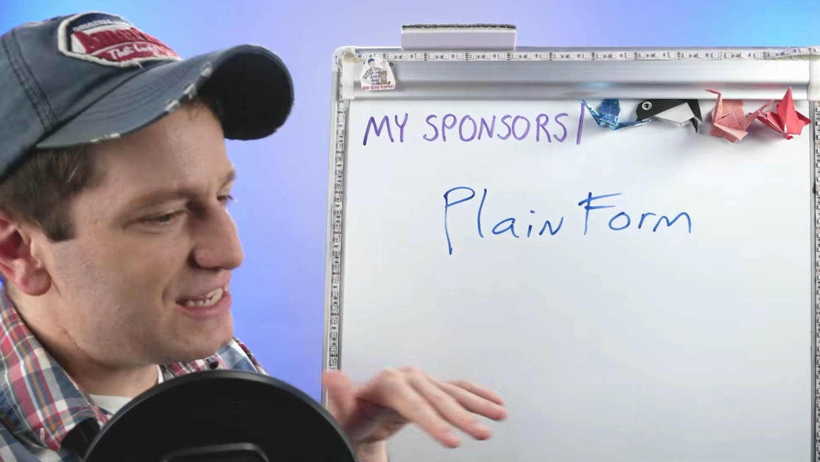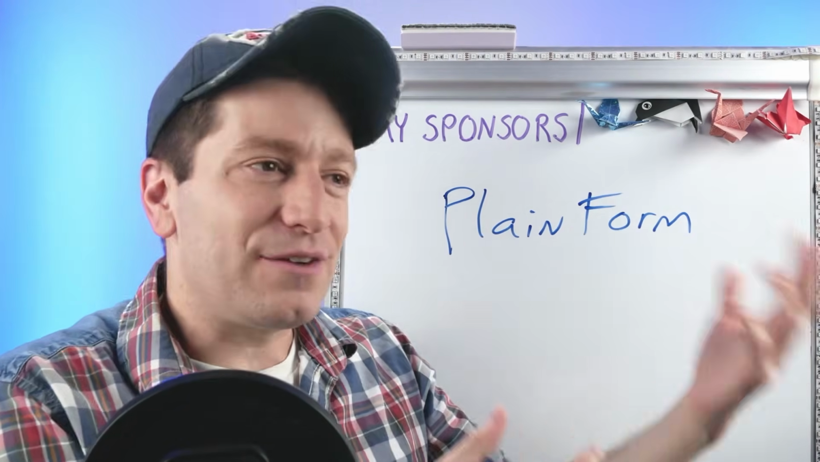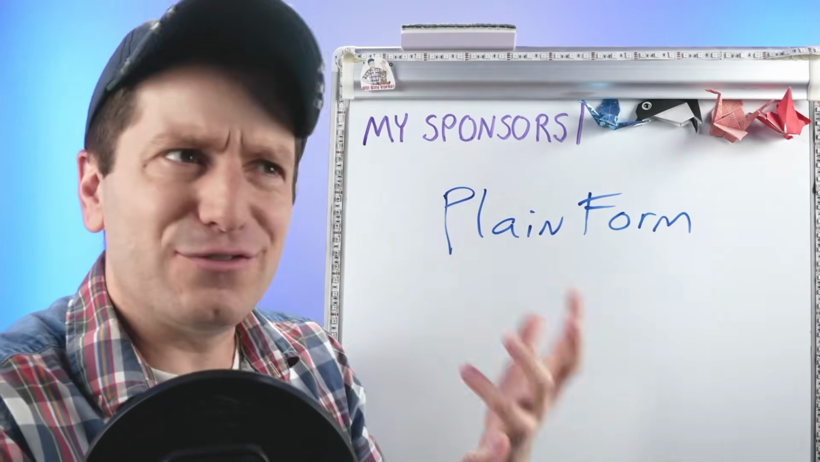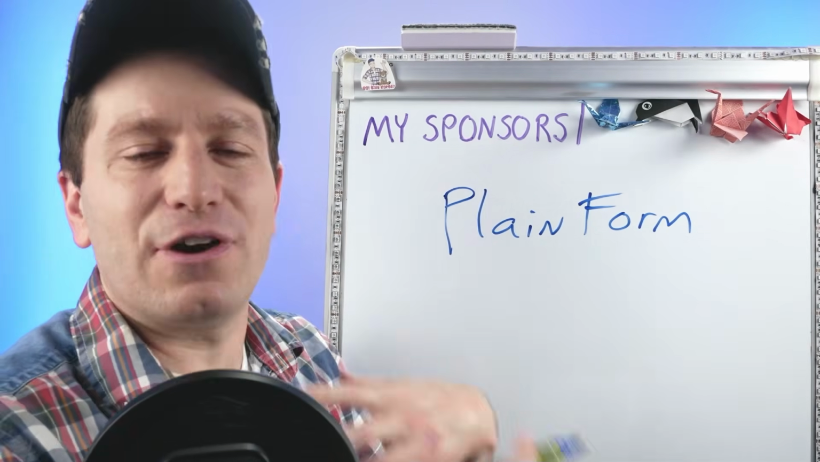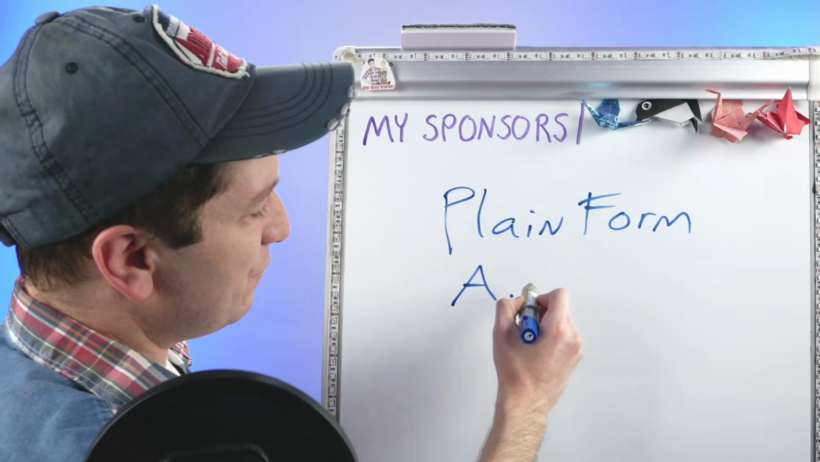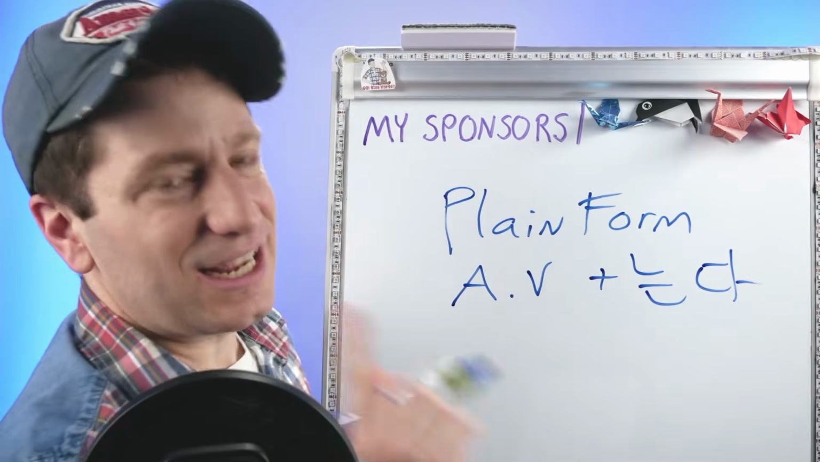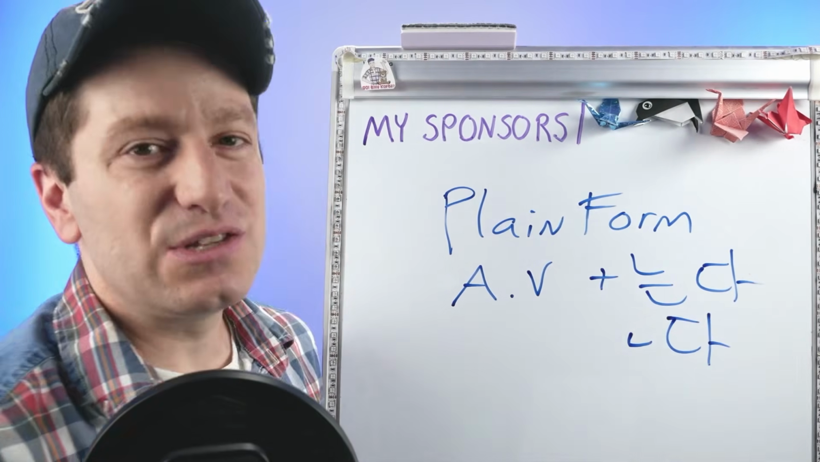The plain form is just a plain form. It can be either polite or rude or whatever, depending on how it's used. But on its own, it doesn't have any sort of negative or positive feeling to it. So to make the plain form, which we're going to need for any sort of quote, you just take a verb stem. And if it's an action verb, then you're going to either attach 는다 if it ends in a consonant, or just a ㄴ and 다 if it ends with a vowel.